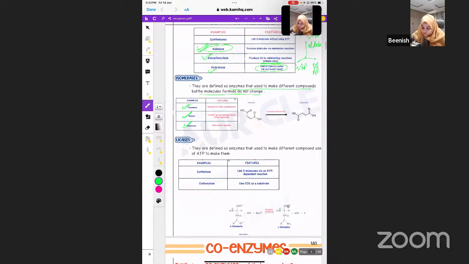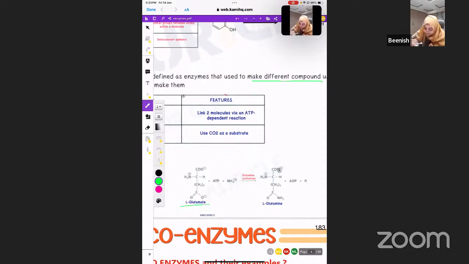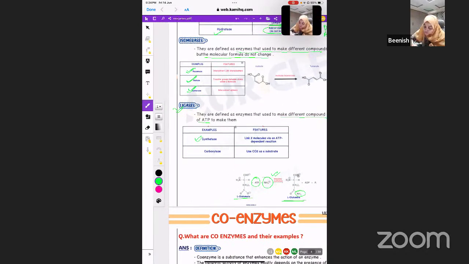Now moving on to the next and the last class, that is the ligases. They are defined as enzymes that are used to make different compounds by using ATP. What are they doing? They are joining two substrates, okay? And also for this, what do they need? They need ATP. So your synthetases, all your synthetases like glutamine synthetase, here we can have a look at this example. This is your glutamate. You can see ATP is involved, and this other substrate, you have NH4, ammonia, and you can see this is being added here, and this comes under ligase.